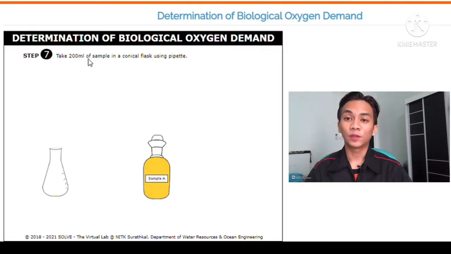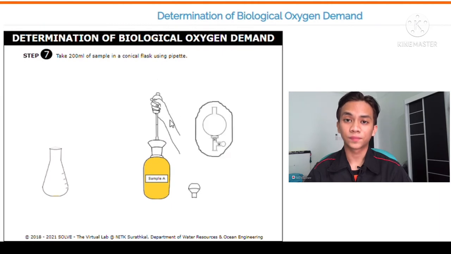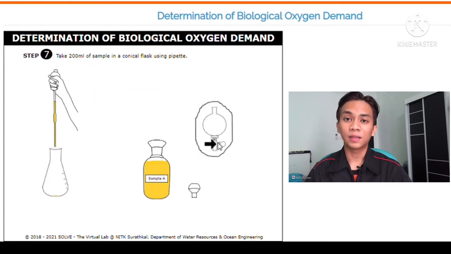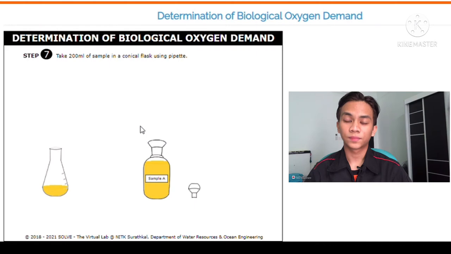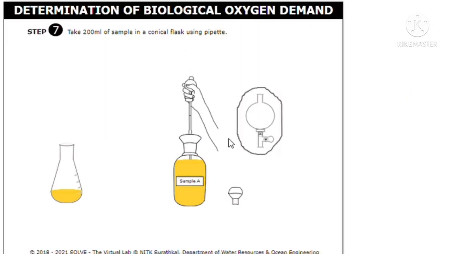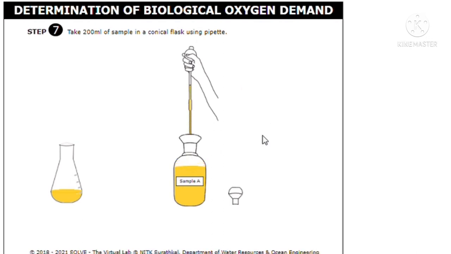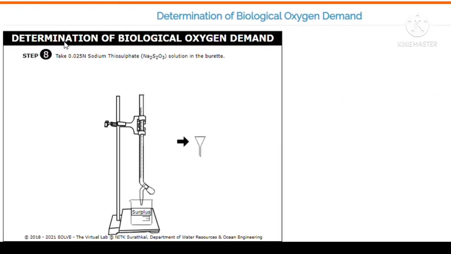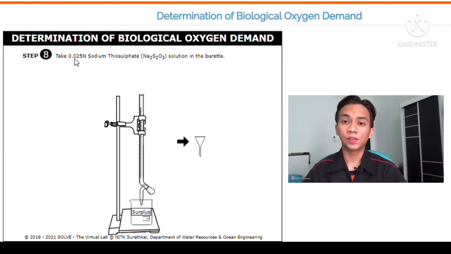Step 7. Take 200 ml of sample in a conical flask using a pipette. Click on the upper arrow and lower arrow to take the sample and add it to the flask. Step 8. Take 0.025 N sodium thiosulfate solution in the burette.